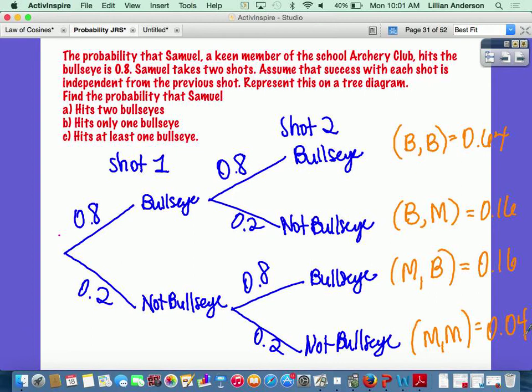Now this will help us when it comes to answering these questions. For example, A, find the probability that he hits 2 bullseyes. We just found that out. What is it? 0.64. What's the probability that he hits only 1 bullseye?